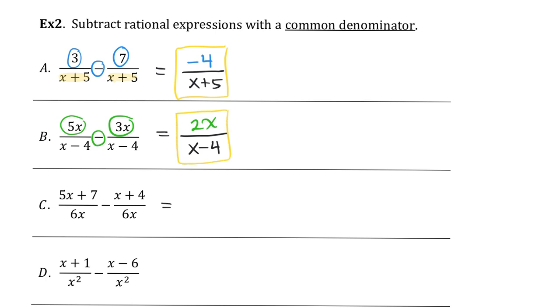Let's look at the next one. (5x + 7)/6x minus (x + 4)/6x. So the common denominator is 6x.